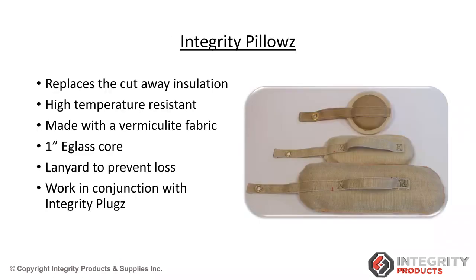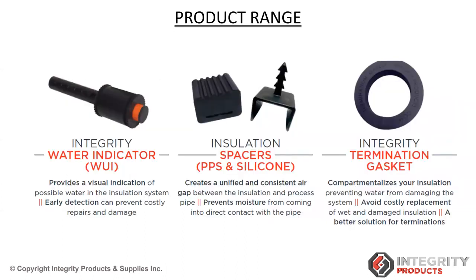As I mentioned, our Integrity Plugz are an item that work in conjunction with our inspection port. They replace the cutaway insulation and act as almost like a heat barrier to the inspection port if you've got a very high process temperature. We make them with a vermiculite fabric and a 1-inch e-glass core, but we can make them from different fabrics and different cores if requested. Again, they attach to the inside of the inspection port via a lanyard, and we make them in every size to suit our inspection port.